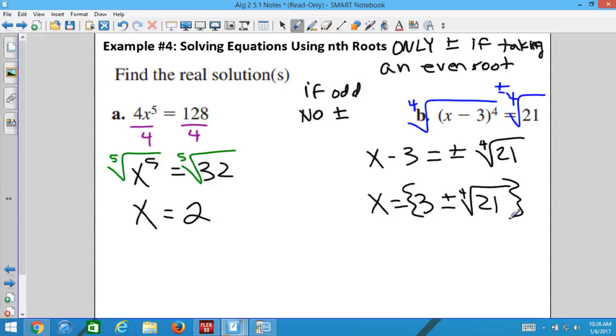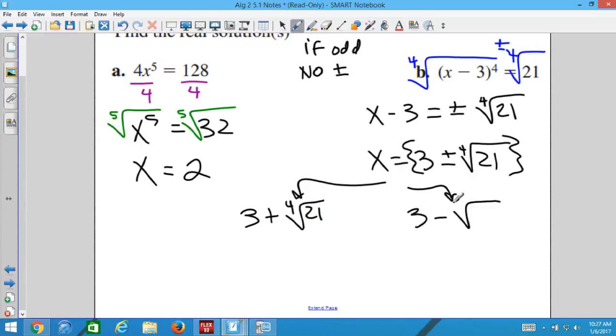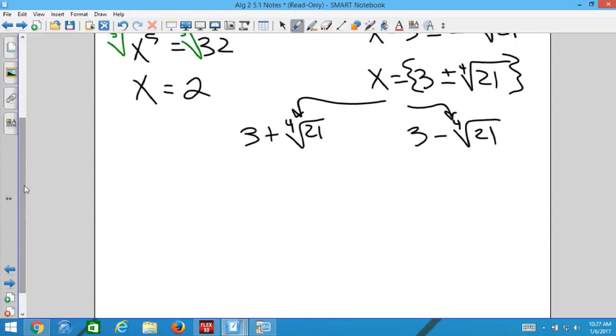Now to find an approximate answer, a rounded approximate answer, we're going to use our calculator, but you can't type in plus minus to your calculator. So you got to do 3 plus 4th root 21, and you have to do 3 minus 4th root 21. You got to do them separate. So go ahead and type those in your calculator.